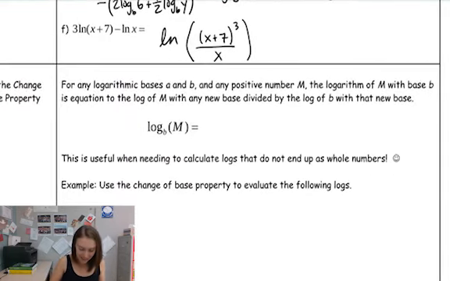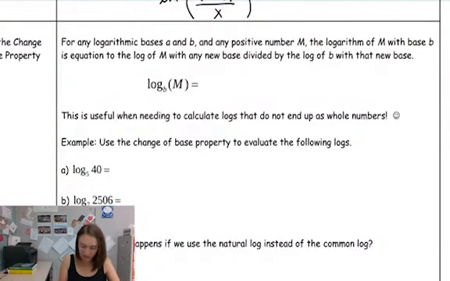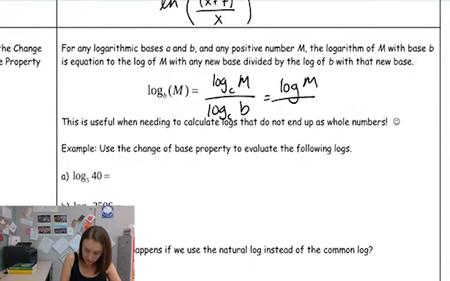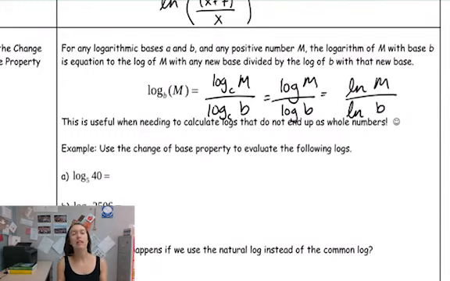All right, last piece here, the change of base property: log base b of m is the log base c of m divided by log base c of b, or we can write this as the log of m divided by the log of b, or the ln of m divided by the ln of b. So we can use any log we want. That's why I put c there. We can use any base we want. I usually use a base of 10. And this is really, really useful for evaluating our logs.